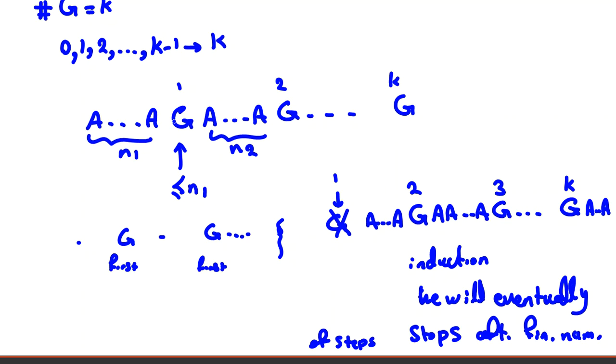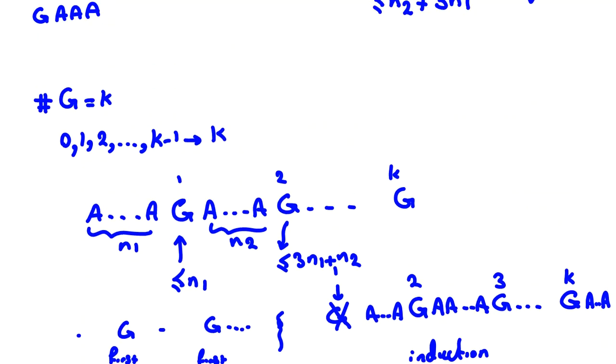Another way: you say, on this g you can apply at most n1 times. On this g you can apply at most 3n1 plus n2. Then on the next one, 3 times this plus n3, and so on. So you can say the number of operations is at most what? Okay, so we've solved this problem by what we call an invariant.